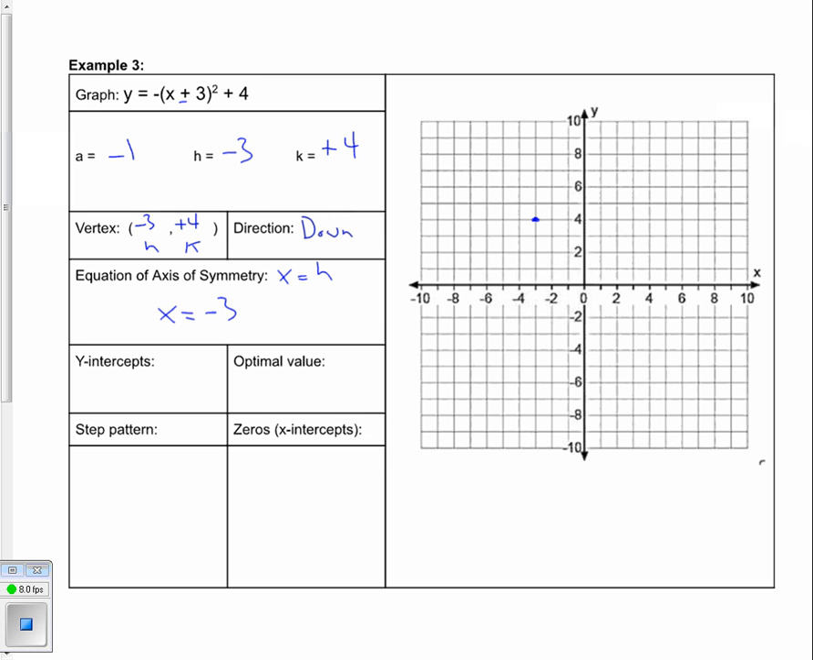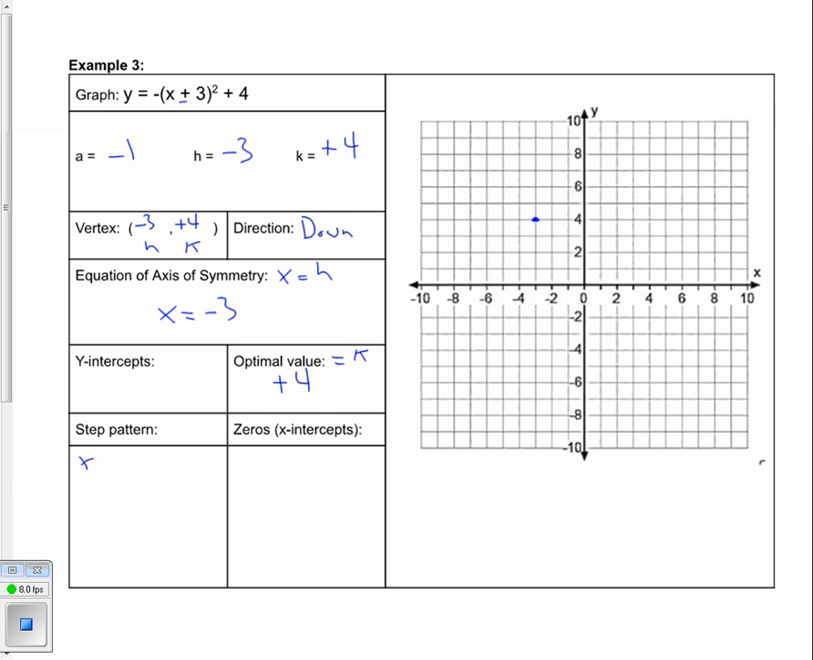We need now to actually graph this. We can identify the optimum value, because the optimum value is always equal to the k value. So the optimum value is +4. But we can't identify what the x-intercepts are until we figure out what the step pattern is. In this case, the a value is -1. So this is going to open down, but it's going to be the same distance, the same 1, 4, 9, except this time it's going to be going down.